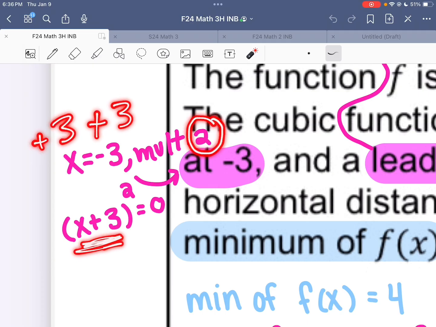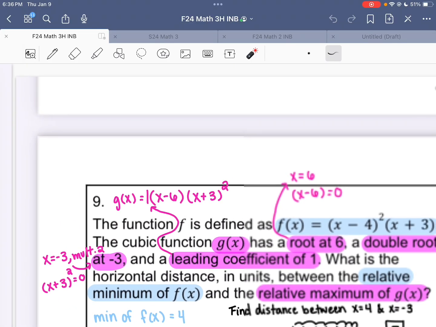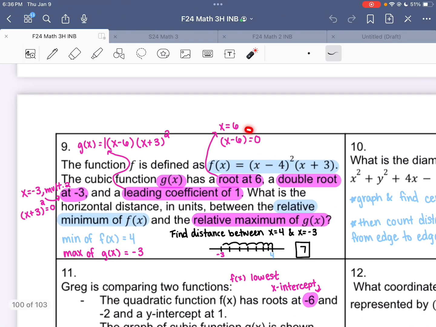Multiplicity of 2 means that we have an exponent of 2. So I have x minus 6 and x plus 3 squared. So this is my function for g. It says that we have a leading coefficient of 1. We don't always have to write down 1, but I put it there just so you could see what we were doing. Now that we have both g and f functions, you need to graph them both.